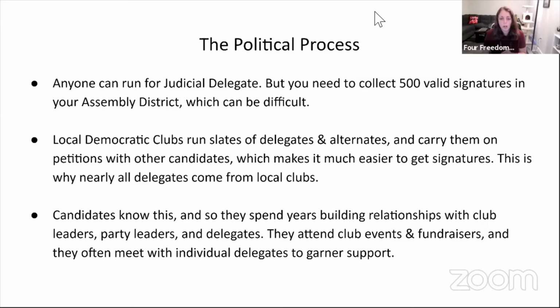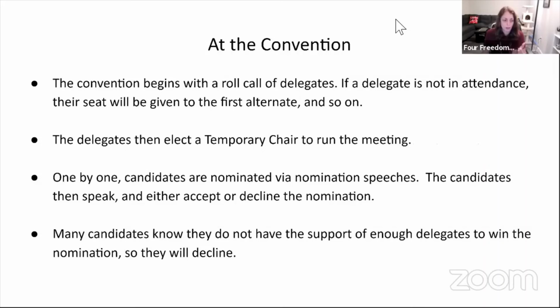So I want to talk quickly about what happens at the convention. Many of you have been to a convention before, so you've seen this, but many of you have not. So I just want to explain a little bit about what happens. The convention begins with a roll call of delegates. If a delegate is not there, their seat is given to the first alternate, and so on. The delegates then elect a temporary chair to run the meeting, and one by one, candidates are nominated via nomination speech. The candidate will then speak, and they either accept or decline the nomination.